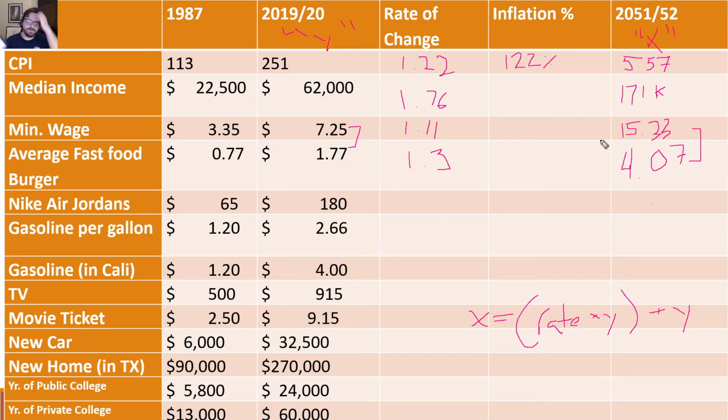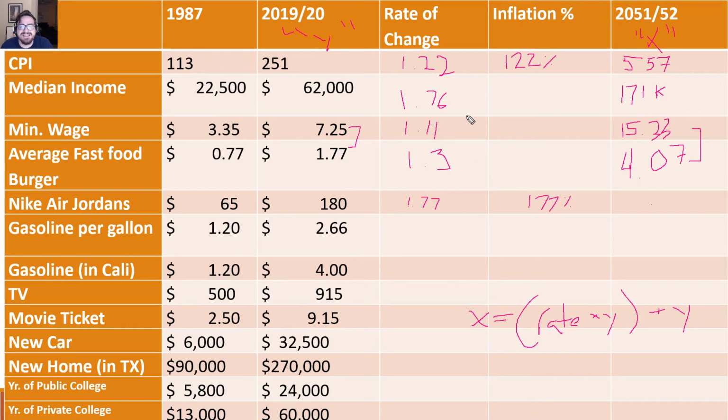So Nike Air Jordans. I picked Air Jordans because it was the thing that had most consistently been sold at a high quantity, and had fairly consistent prices in terms of its price change over the years. So again, I'm doing 180 minus 65, over 65. There we go. That tells me that the Air Jordans have inflated at a rate of change of 1.77, which just means the inflation rate there is 177%. You take that number and times by 100 to get your inflation rate.